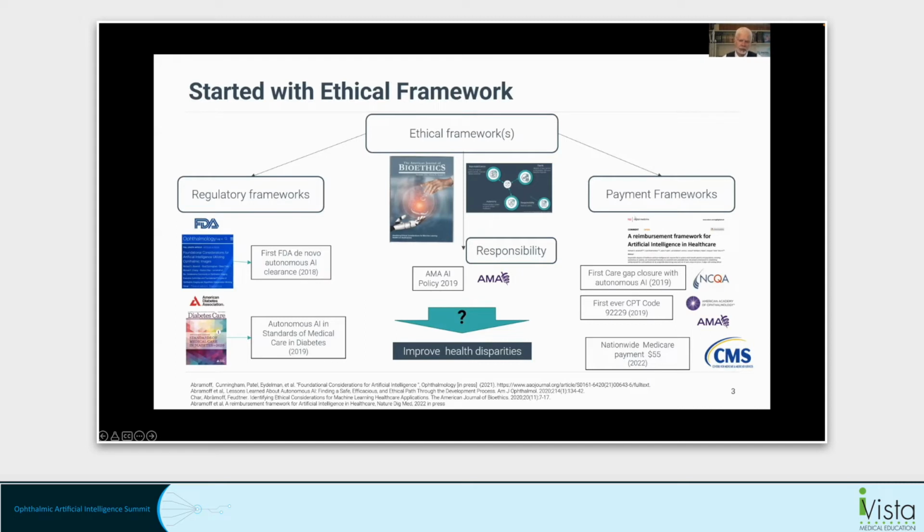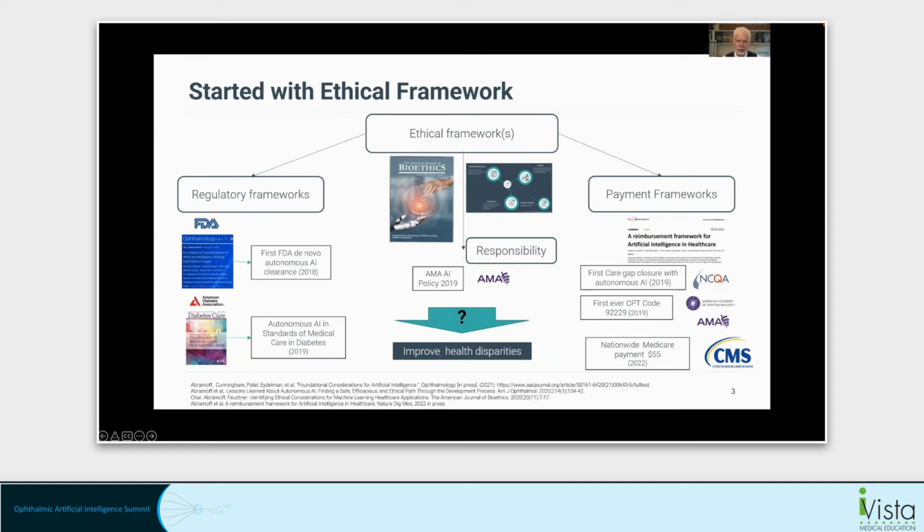On the right, you see also how we developed a payment framework, not only how we can get this reimbursed, but also how you as an AI creator can put a value on the AI per patient or per population. So the paper is coming out, actually I heard 2 days from now, in Nature Digital Medicine, very exciting. Very proud of that paper with my collaborators.